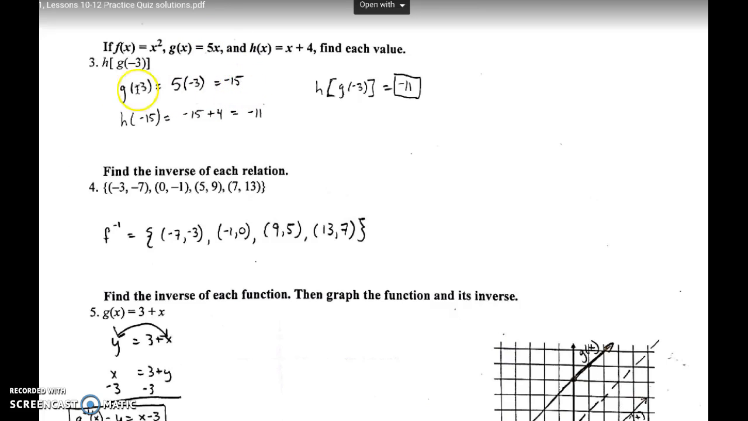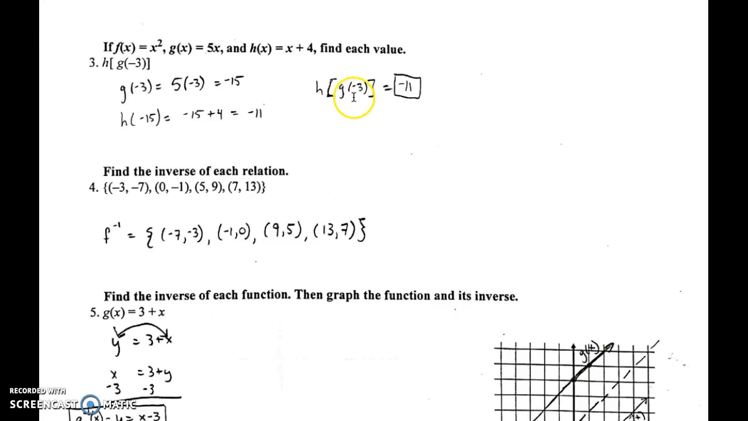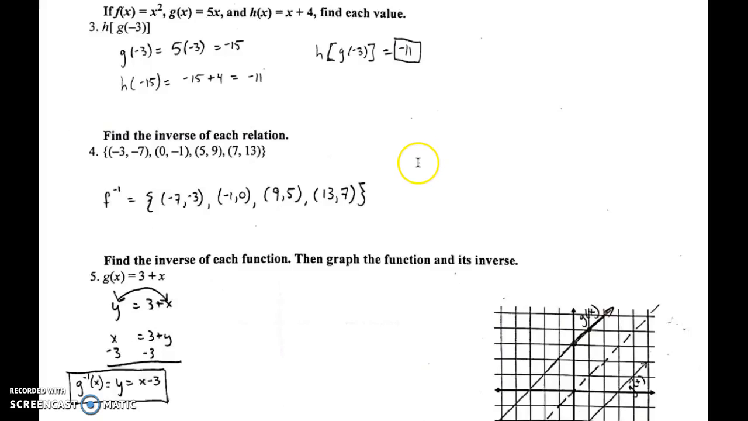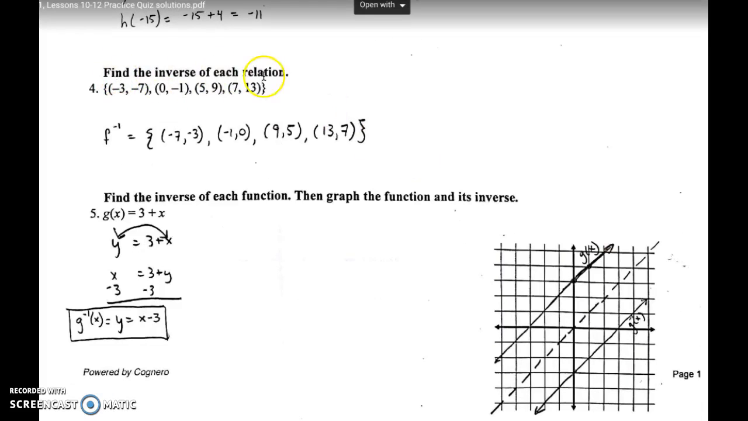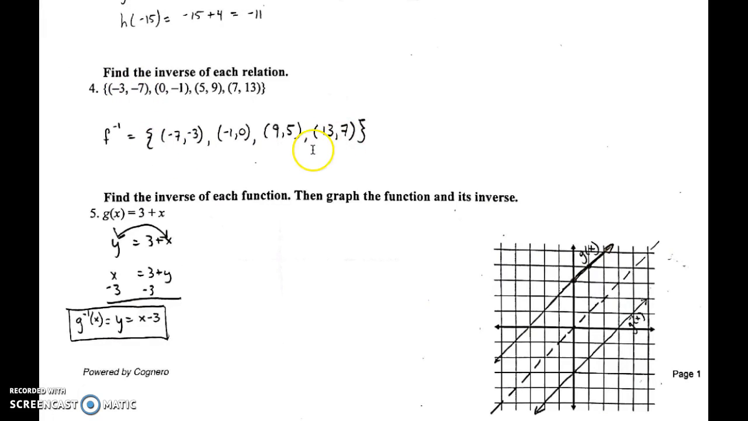So we're putting -15 into the h function, h of -15. That would be -15 plus 4, which gives us -11. So our final answer for h of g of -3 is -11. Question 4, find the inverse of a relation. The inverse of a relation just flips the x and the y points. So instead of -3, -7, we'd have -7, -3, and then I went through and flipped all the other points.